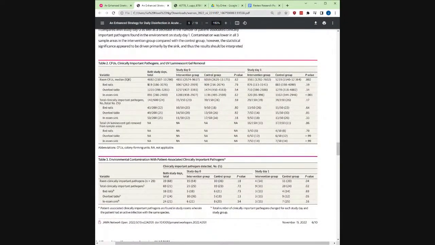I want to bring your attention to this p-value. This was for the whole room. But if you look at each section where they actually swabbed for the pathogen, it seems like only the sink was the main driver, right? If you look at the p-value here, it's the sink that was contributing to the difference. Bed rails, not much. Over bed table, not much.